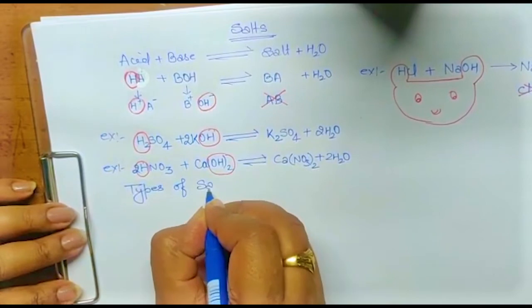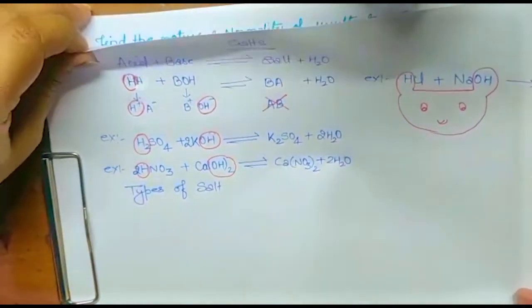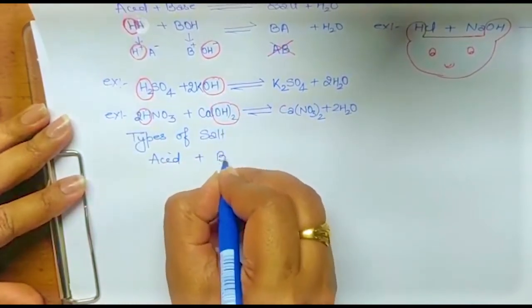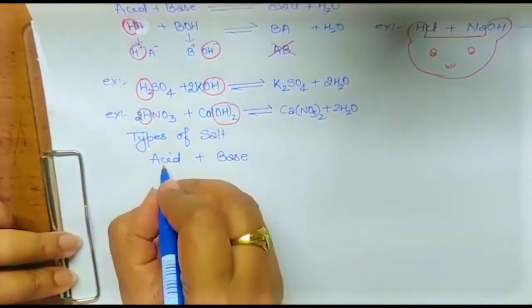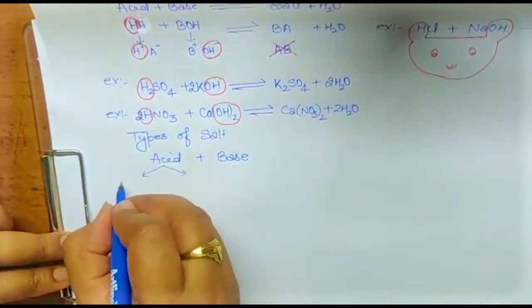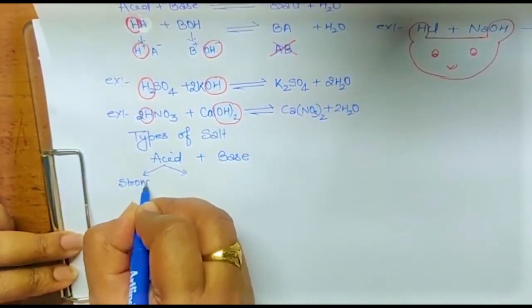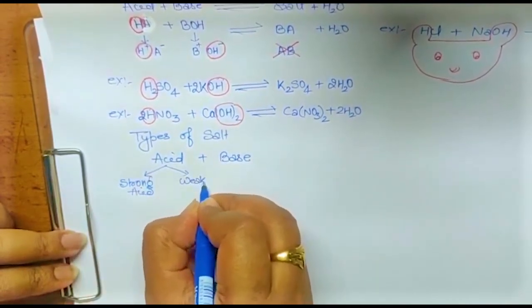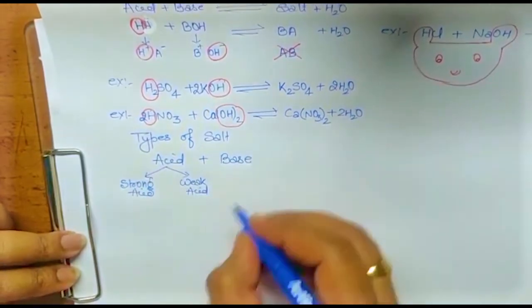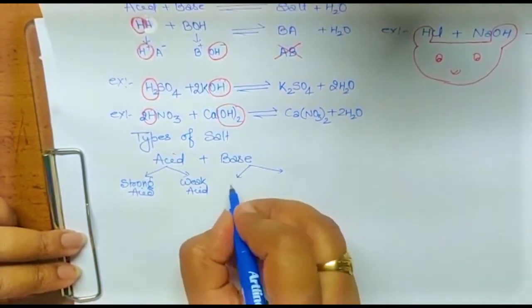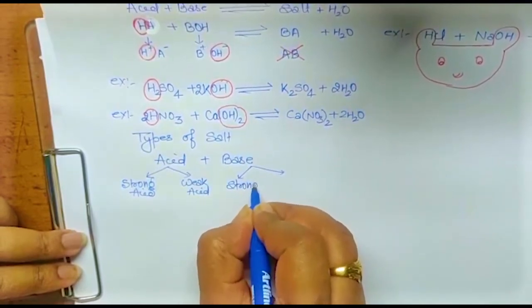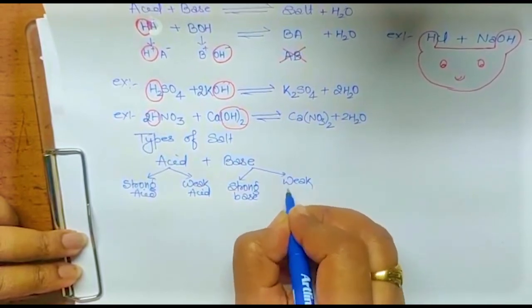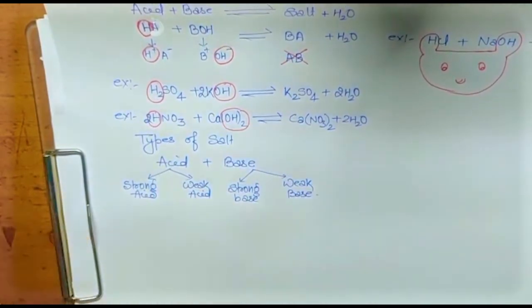So now types of salt. As I said, salt is formed by acid and base. Now, how many types of acid do we have? Strong acid and weak acid, isn't it? Similarly, how many types of base do we have? Two types. Strong base and weak base, isn't it?